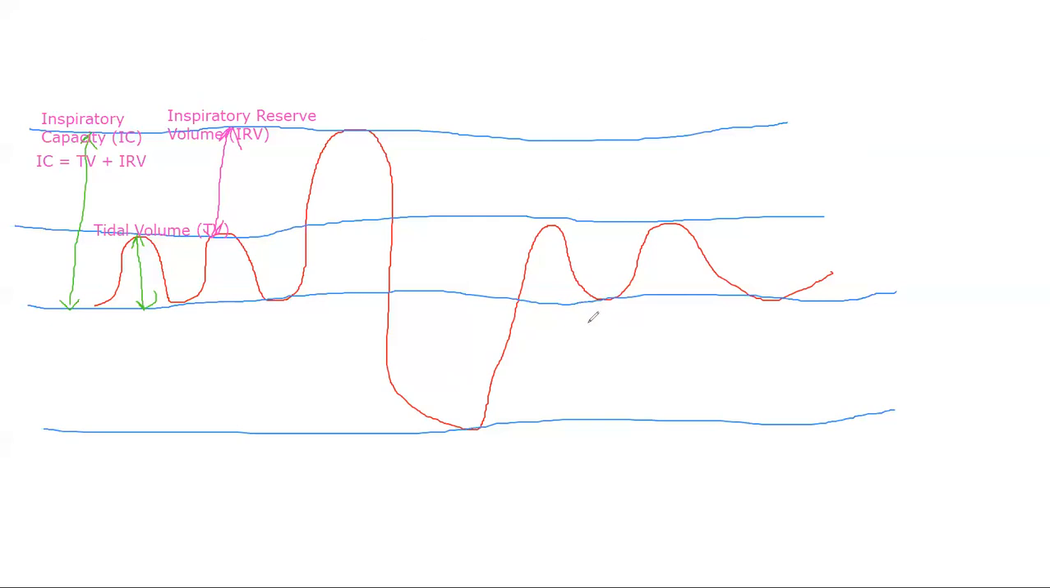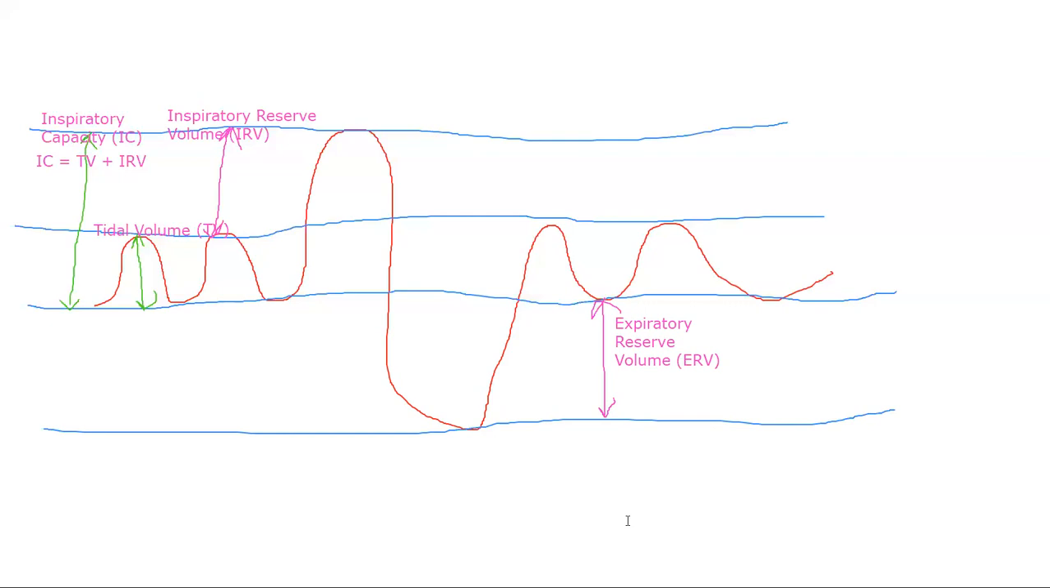Okay, then you could expire more air than you do in a normal breath, right? So that would be here. And that would be expiratory reserve volume. Expiratory reserve volume is the amount of air you could expire beyond a normal expiration.